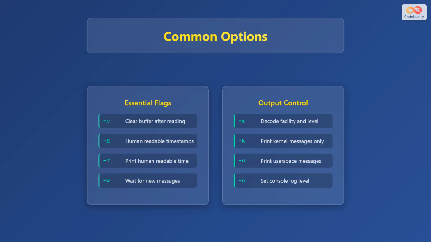For output control, -x decodes facility and level codes into human-readable text. -k prints only kernel messages. -u shows only user space messages. Finally, -n sets the console log level, allowing you to filter messages based on their importance.